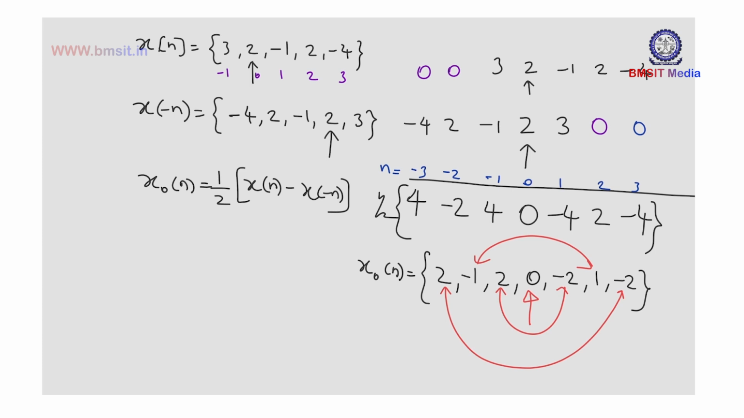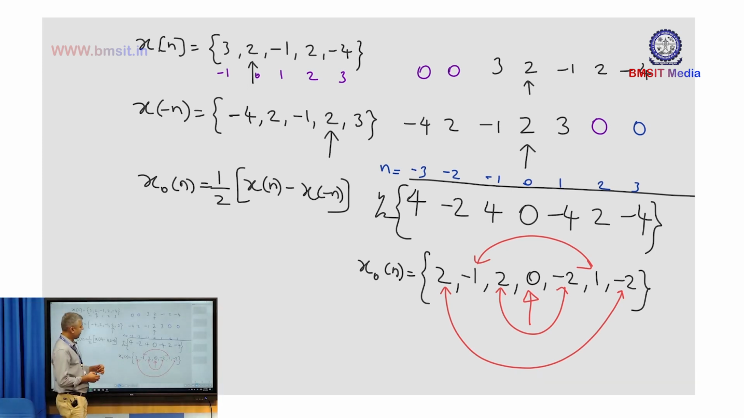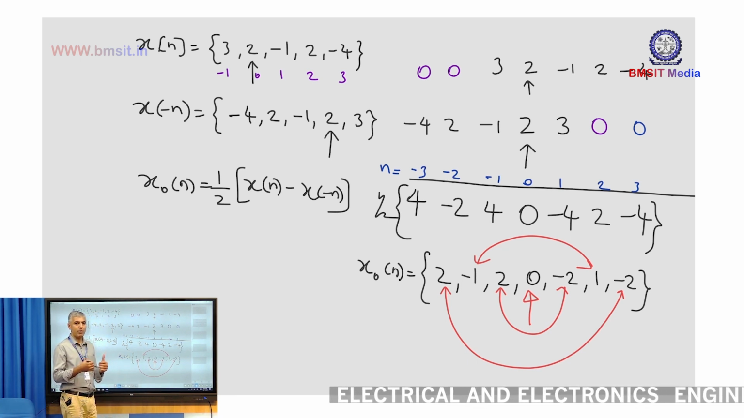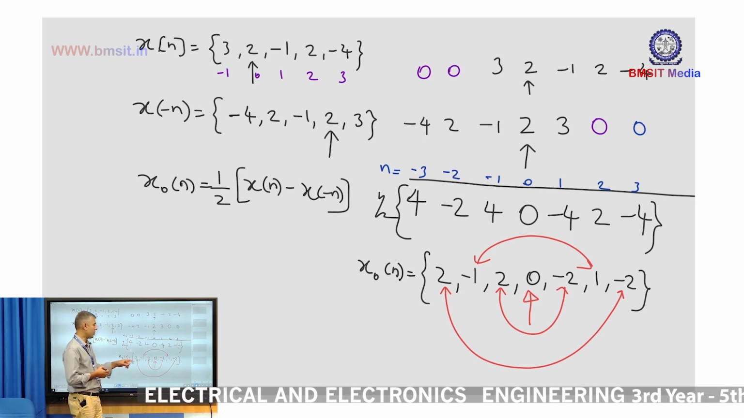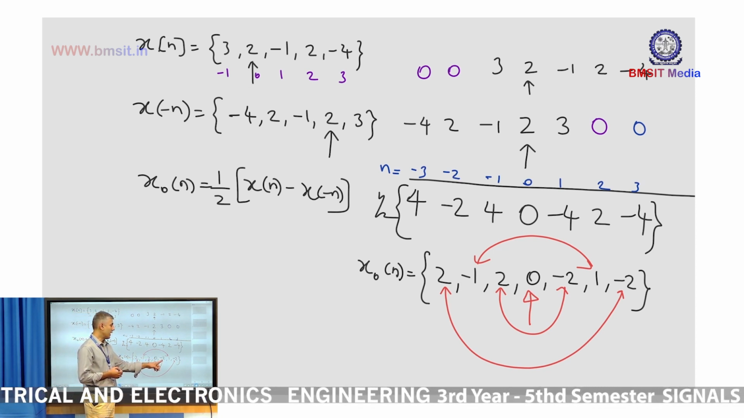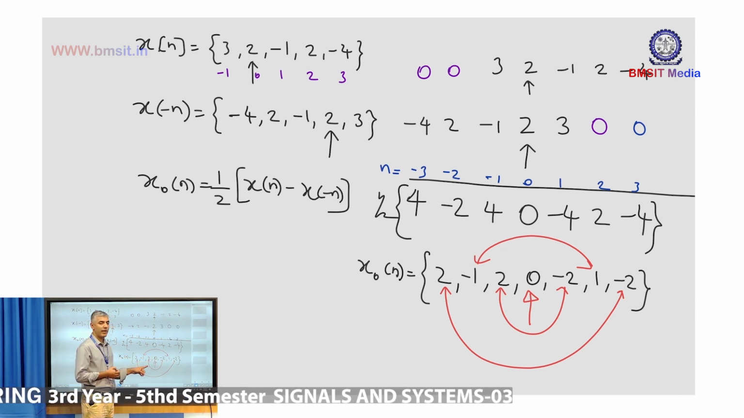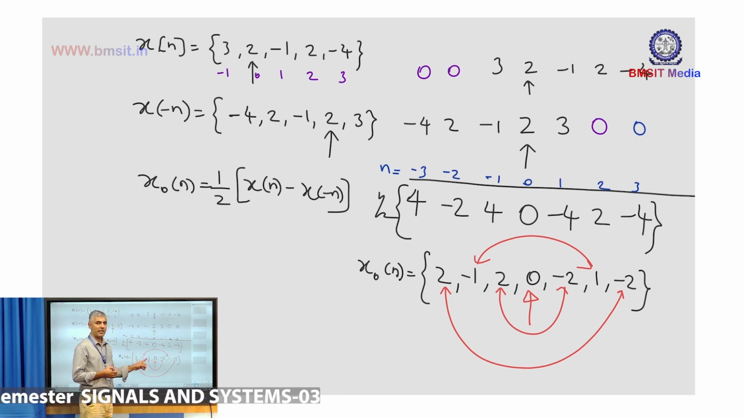Look at the signal x naught of n. If you observe, the sample at location 0 is 0, and if you add the samples at minus 1 and plus 1, it will again result in 0, because magnitude wise both of them are same, but sign wise they are opposite. So if you have 2 here, you will have minus 2, and the samples at minus 2 and plus 2, both magnitude values are 1, but one is plus 1, the other one is minus 1. So if you add plus 1 with minus 1, again you get 0.